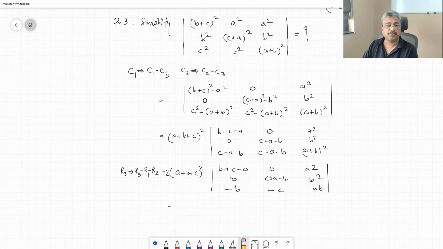Observe these transformations. C1 goes to C1 minus C3, C2 goes to C2 minus C3, we get this, then A plus B plus C bracket square comes out common, and we end up getting this determinant. Now to simplify, we are supposed to get two zeros at proper positions. These two zeros will not reduce our calculations. Therefore what we are trying to do is, we have got R3 also nicely placed, 2 taken out common. Now we want to make this entry 0 and maybe this entry 0.